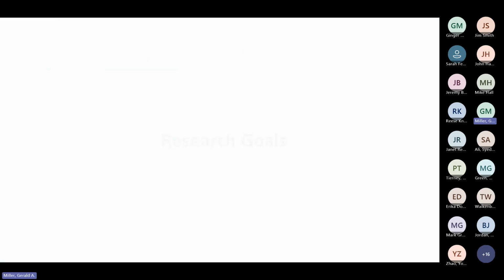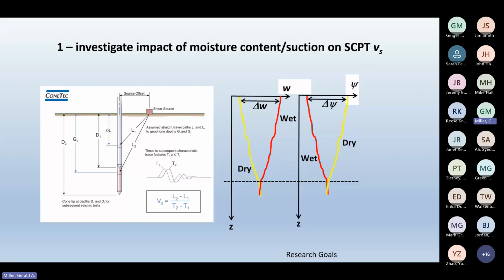Well, we wanted to investigate the impact, first of all, of moisture content and suction. Those two go together on the shear wave velocity measured with the seismic cone penetrometer. So again, how does that delta W or that delta suction affect this VS?